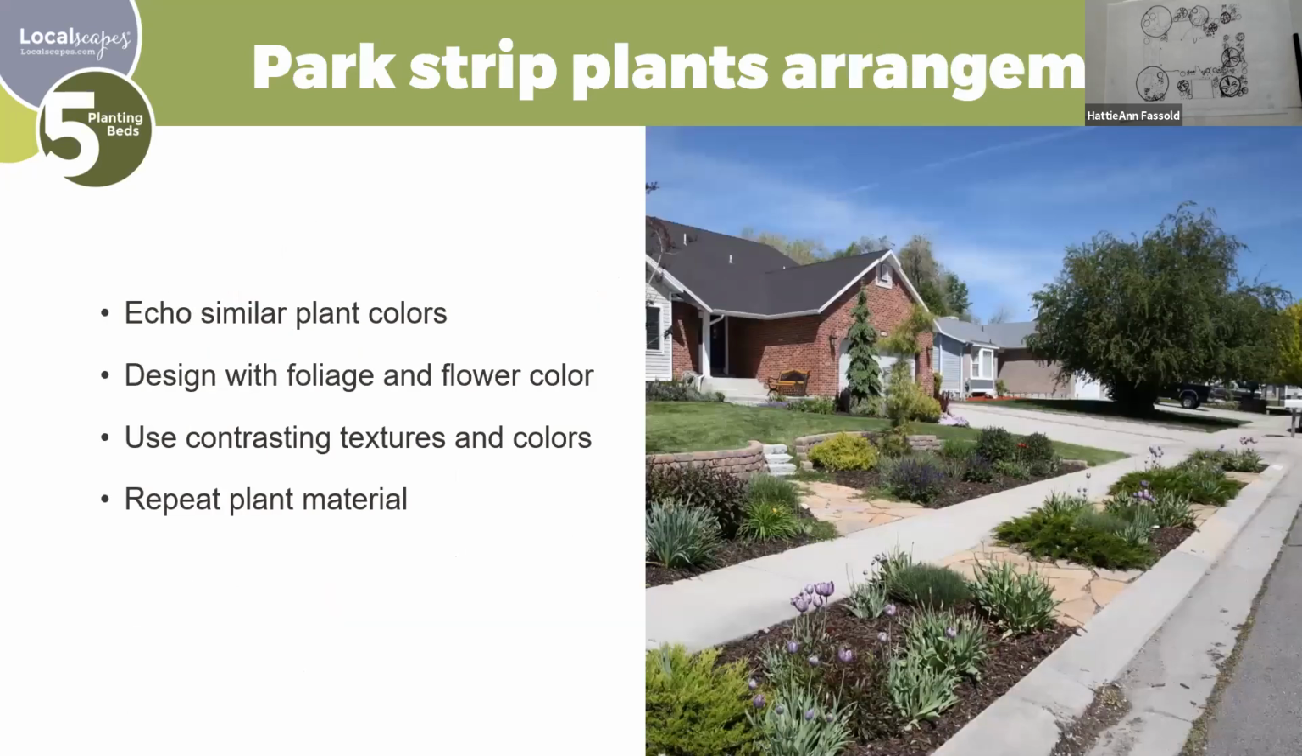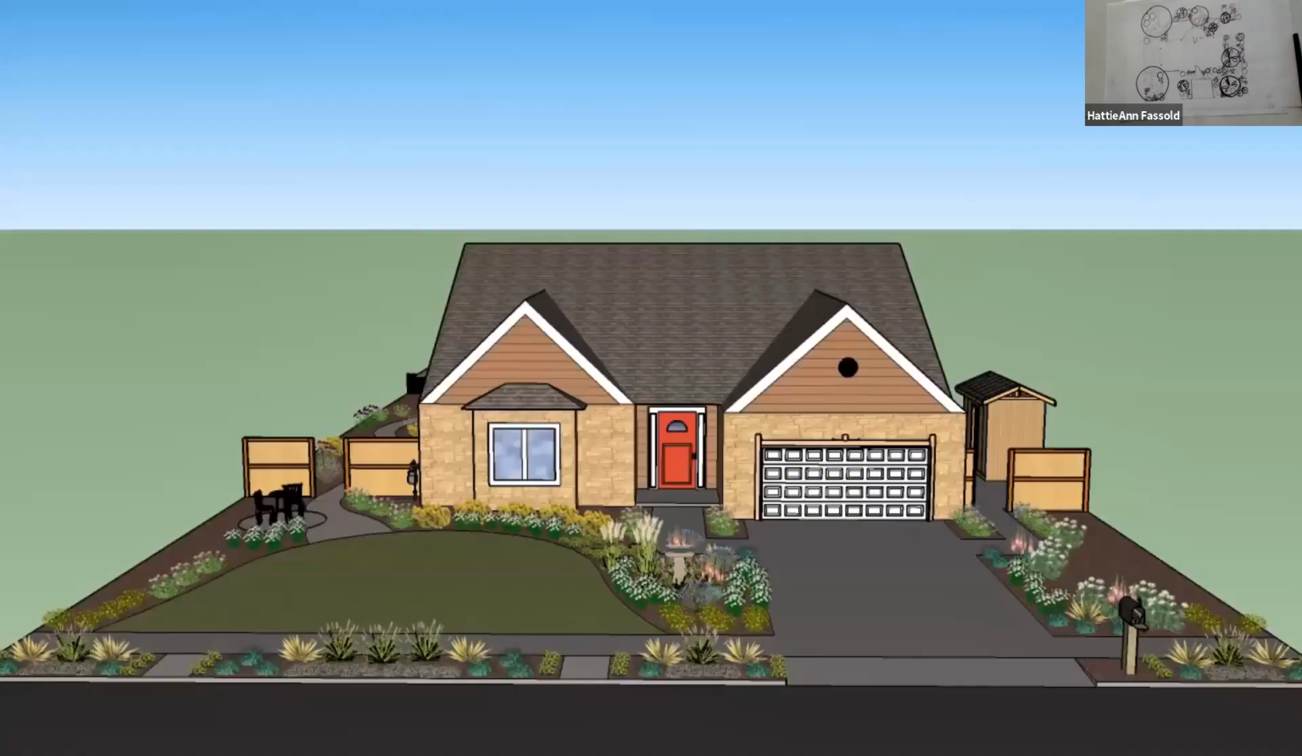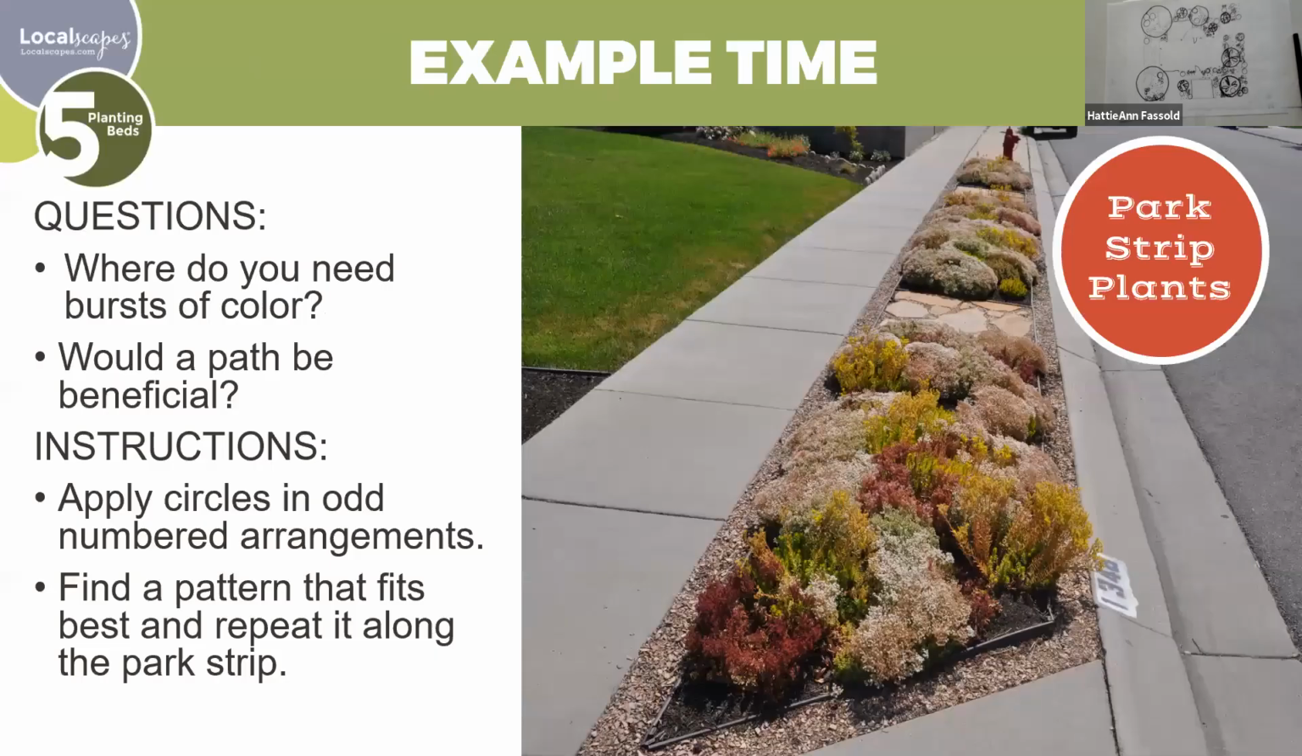Again, echoing your similar plant colors. So you see on this example how the park strip looks really similar to the rest of the landscape. It doesn't look super awkward and weird. It's not like all rock and then the rest of the landscape is nice and planted, right? If you want to do all rock, by all means do all rock. You can put the same kind of rock cover in the rest of your landscape to tie it in. This is all personal preference on how you want it to look and what you want to put in there. So let me show you.